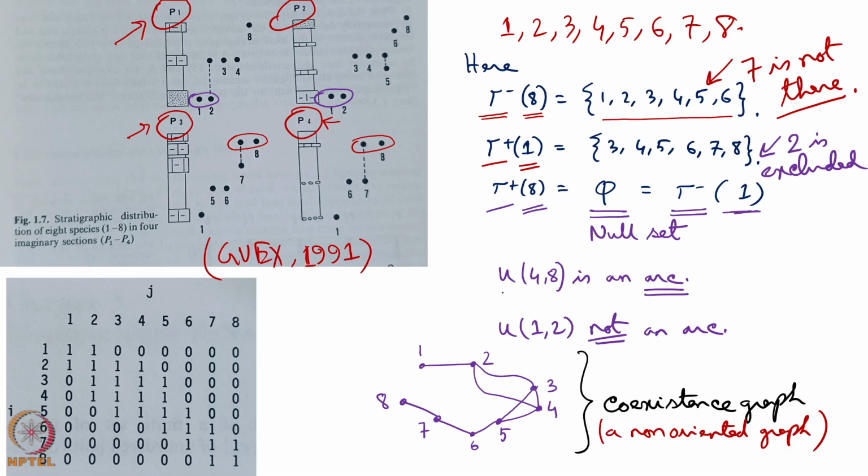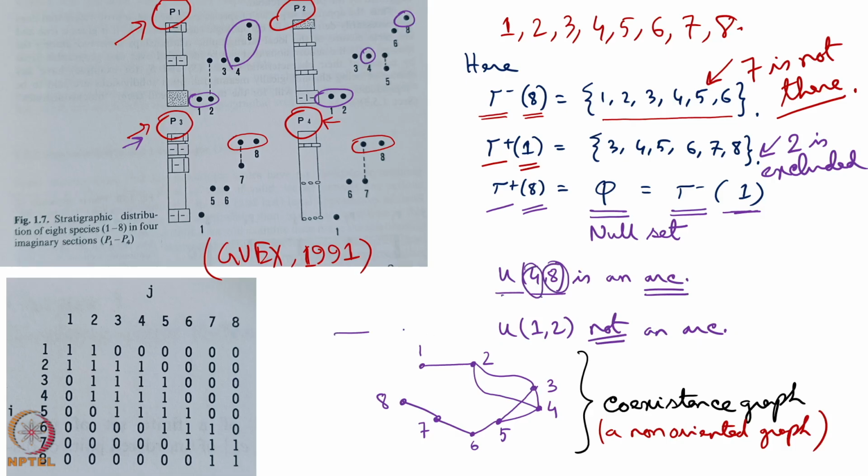Now, I can write u4, 8 is an arc. Why is it so? Because I can see clearly 4 lies below 8 in all the cases. Here 4 is not there. In P3 4 is not there. Here 4 is not there, and here 4 is lying below 8. So, 4 is below, 8 is above. So, u4, 8 is an arc.